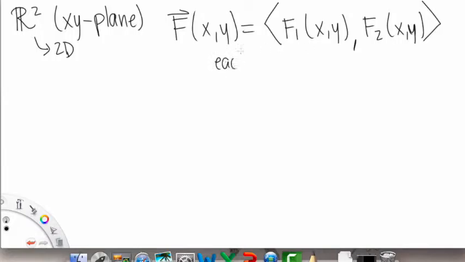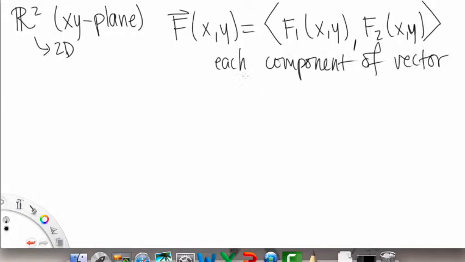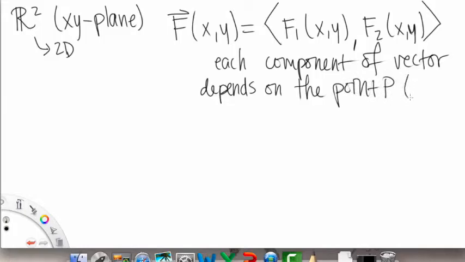Okay, so basically what we have are these two components in here. So each component of the vector depends on the point P. This is like a point with two coordinates, x, y. Okay, each point P equals x comma y.